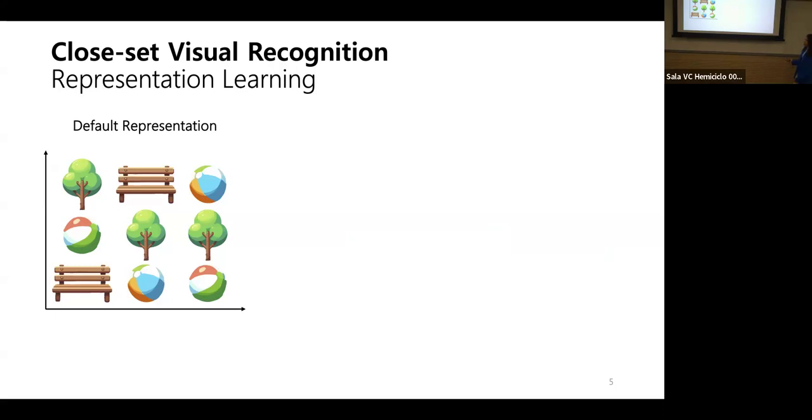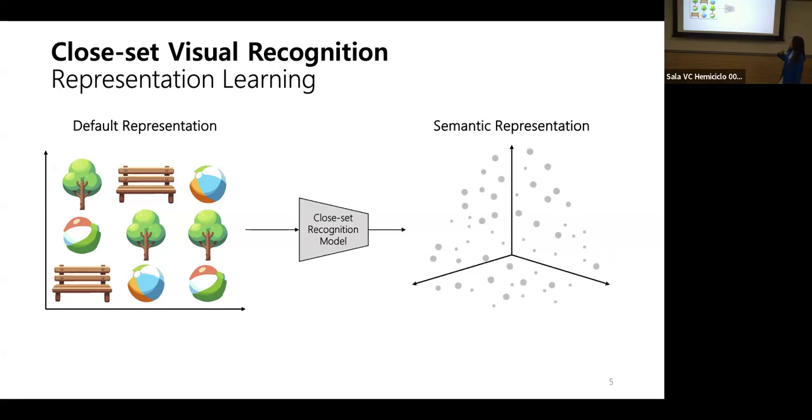So in the closed set scenario, we have a default representation from images or objects in our case. And we can train a neural network to produce a semantic representation. And we hope that this representation is discriminative enough to be able to distinguish between the objects that we have, right?